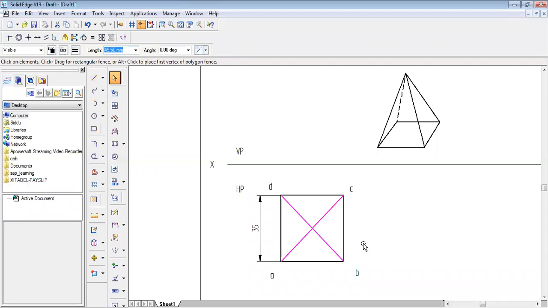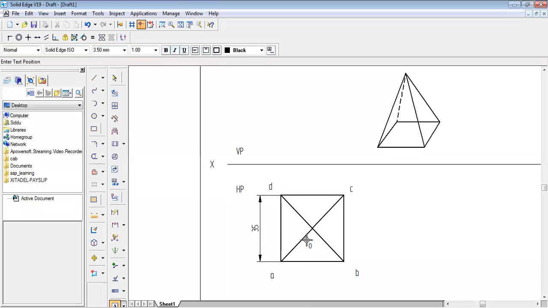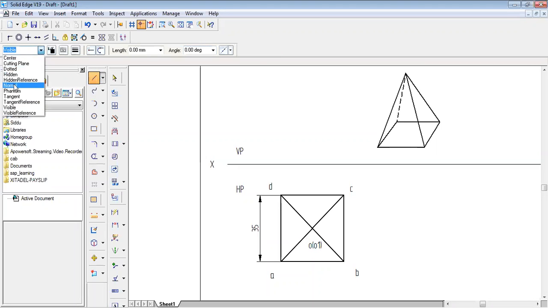Hope I'm making it very clear. So in top view, these corner ends are going to be connected with continuous thick lines. Why? Because when you look from the top, it is going to be seen. So now as usual, for the axis, we always name it as o, o1. That we already did even for the prism.